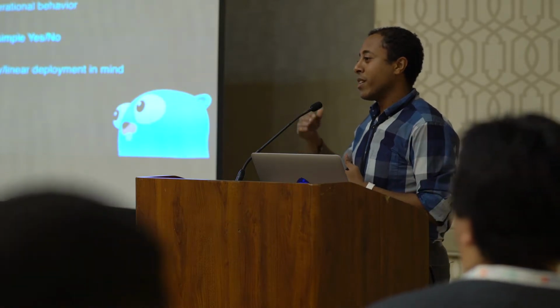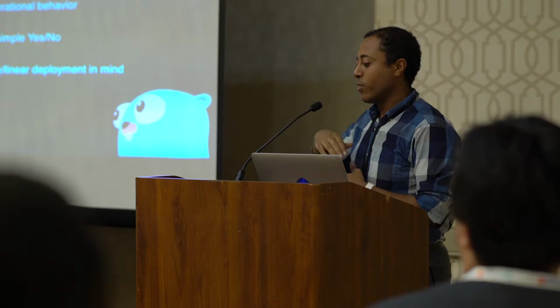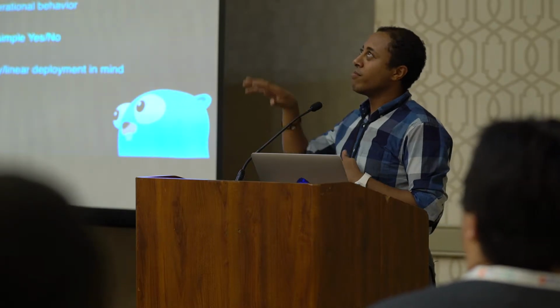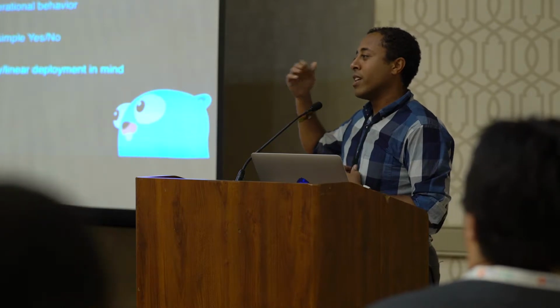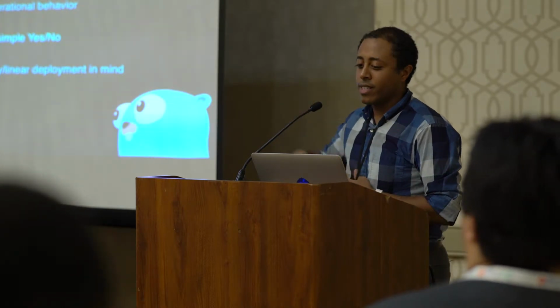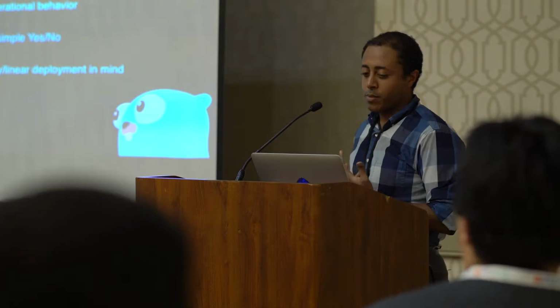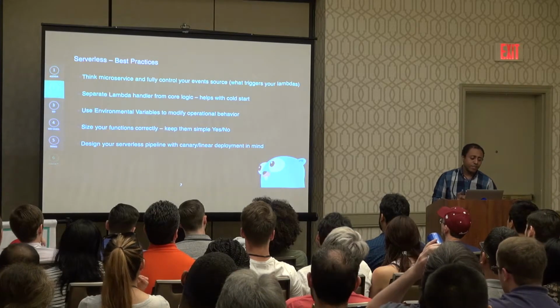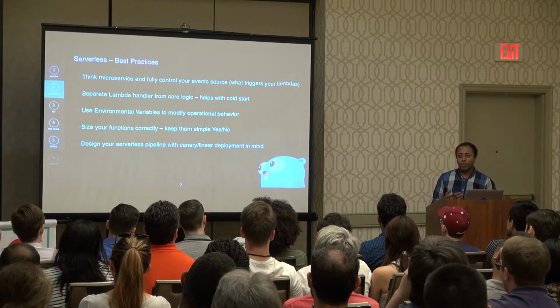When a Lambda comes up for the first time, when that function is run without any previous run of the application, that's when you have the most uptime, or the time that it takes to get it running, and that's a cold start. And so if you separate your logic, it just helps the Lambda perform better. Use environment variables. You want to modify operational behavior.